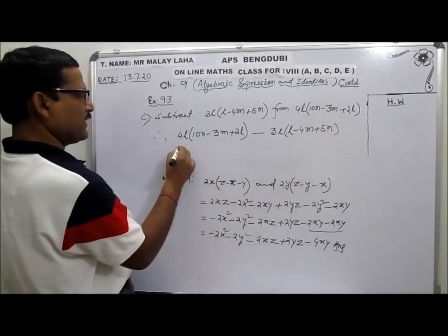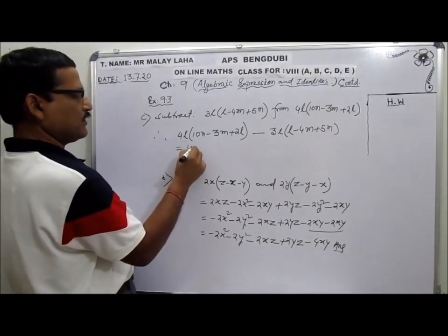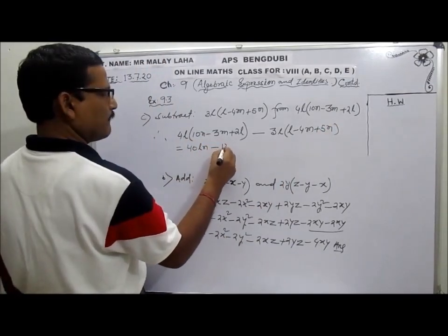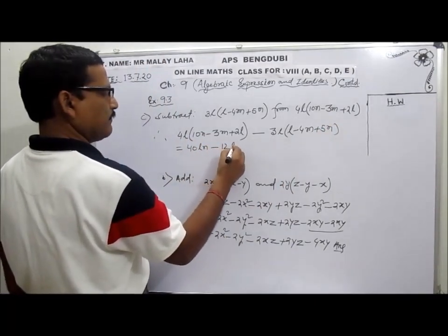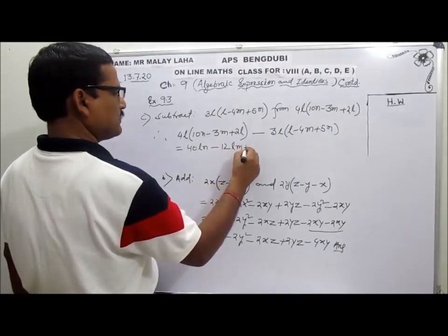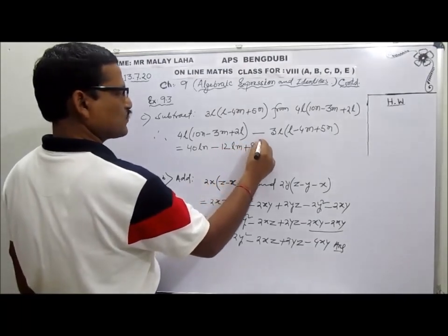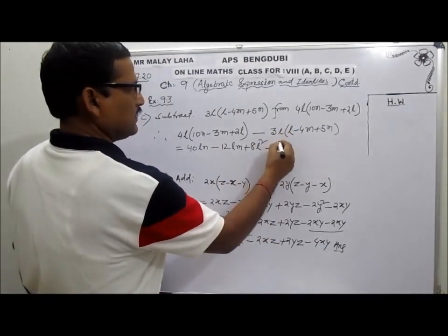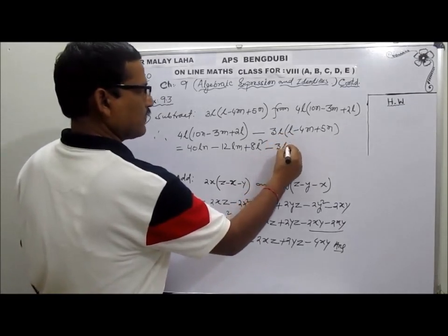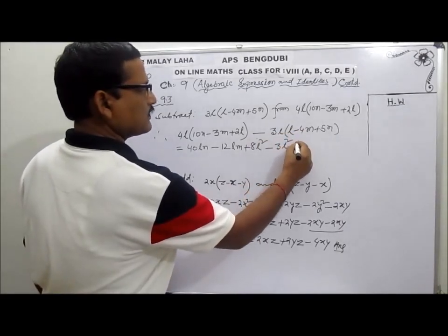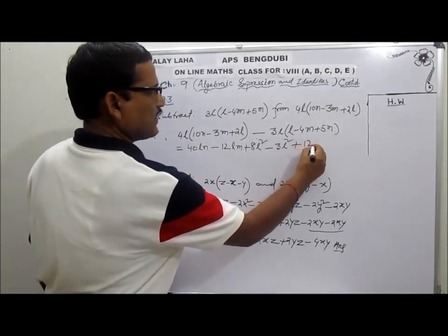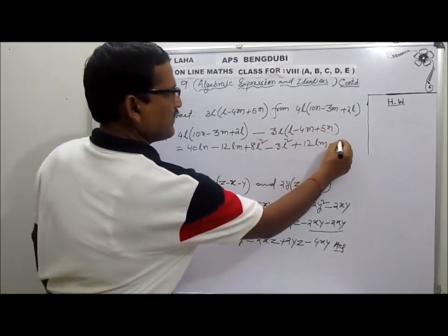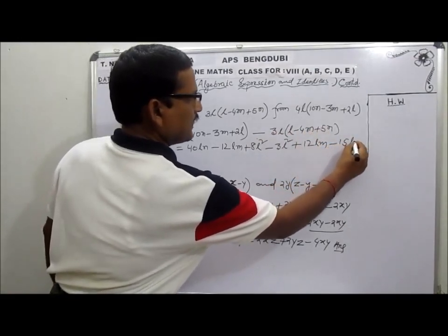Okay, simplify the bracket. 4 into 10, 40ln; minus 4 threes are 12lm; plus 4 twos are 8l². Okay, now here minus plus minus: 3l²; minus minus plus, 3 fours are 12lm; minus plus minus, 3 fives are 15ln.